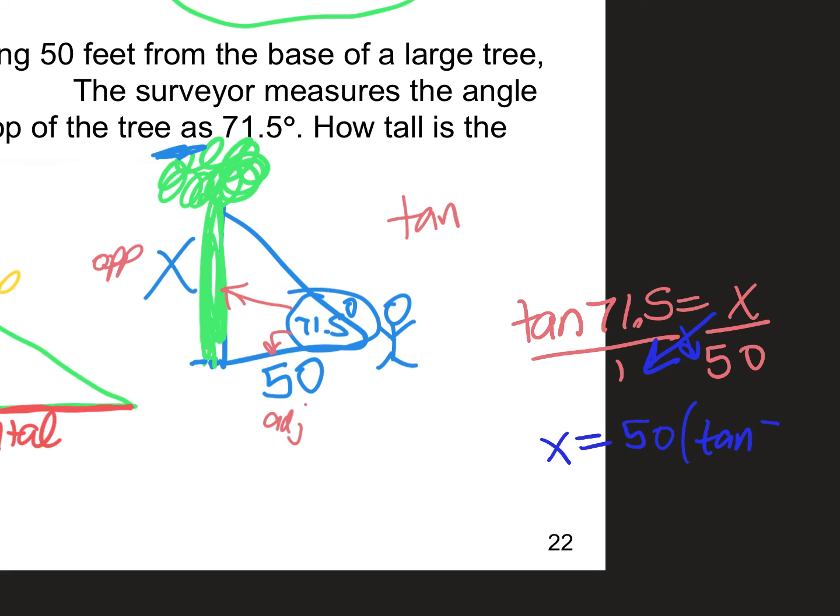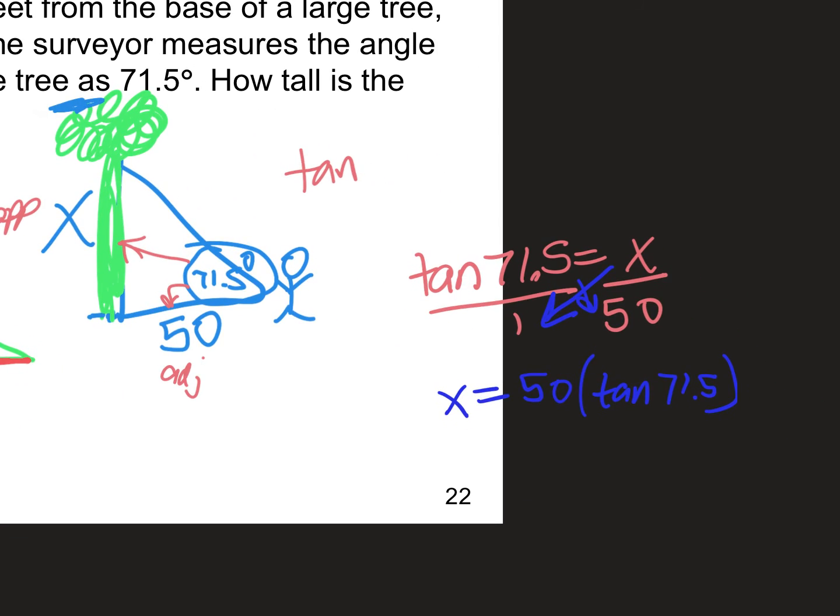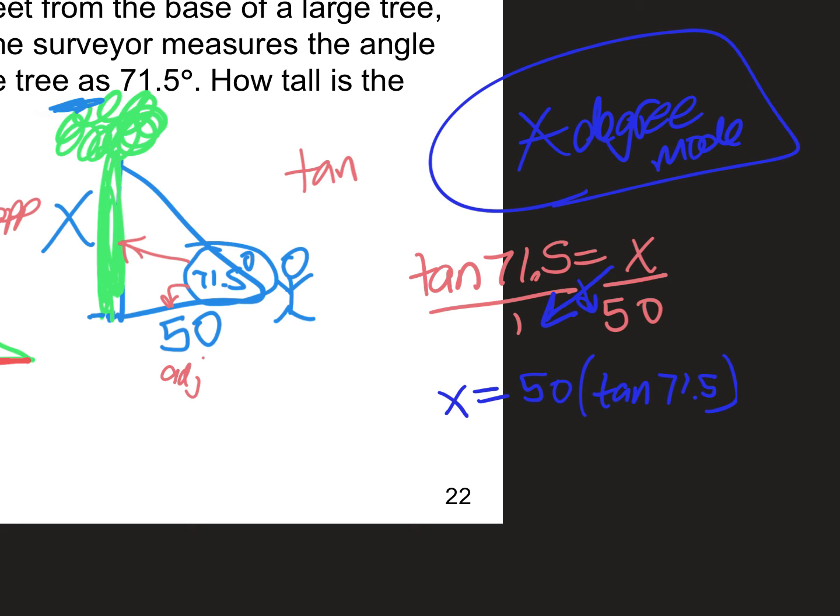So I'm just simply going to say x times 1 is x equals 50 times the tangent of 71.5. Now, this is very important, this step, because first of all, you have to be in degree mode. Your calculator needs to be in degree mode. If it's in radians, we need to change it. If you're not sure, ask me on Monday in class. I went over it with some of you today. But talk to me and make sure that you guys are in the correct mode.